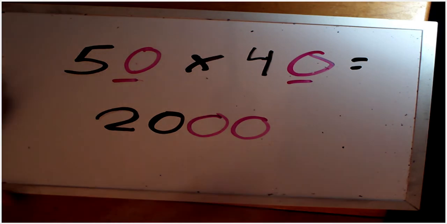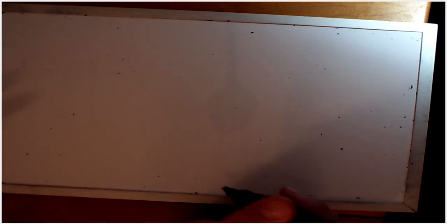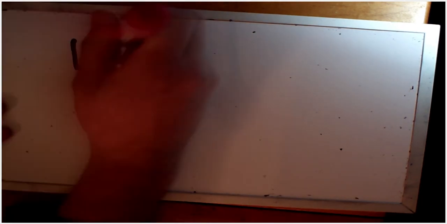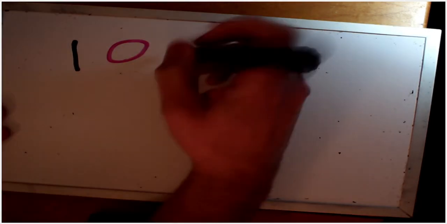Let's try another one. This time, why don't you look with me and help me do this one with your whiteboard. I'll give you a second to pull out your whiteboard. Go ahead and pause the video. Here we go. This one's directly from your book. Let's look at the problem 10 times 900.